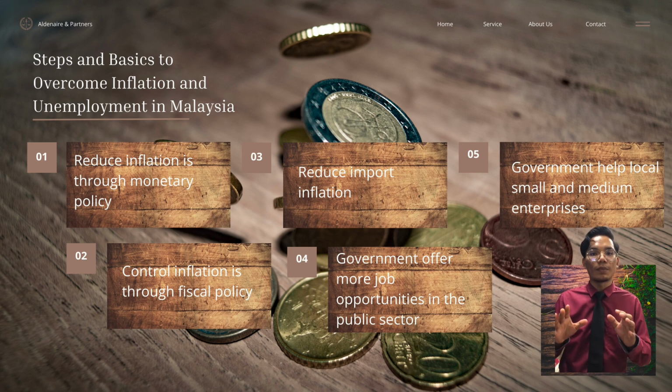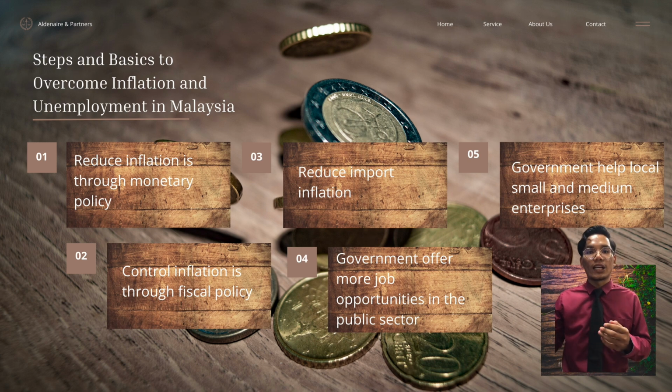In addition, reducing dependence on imports through the promotion of domestic production can also help control imported inflation. For example, the government can encourage domestic production by providing financial assistance to local enterprises to increase operations and produce more products domestically.